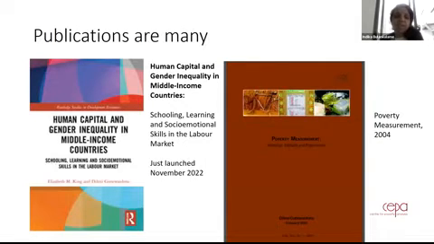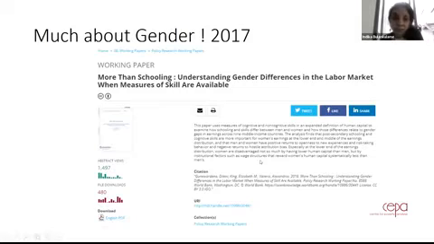Looking at her publications, she has a lot of peer-reviewed articles and books to her credit. Human Capital and Gender Inequality in Middle-Income Countries: Schooling, Learning, and Socio-emotional Skills in the Labor Market is the most recent one. It was just launched in November 2022, a Routledge publication. So we are eagerly waiting to see this publication. And also our very own landmark publication, Poverty Measurements, published in 2004. As I said before, she has many peer-reviewed papers on a global scale.